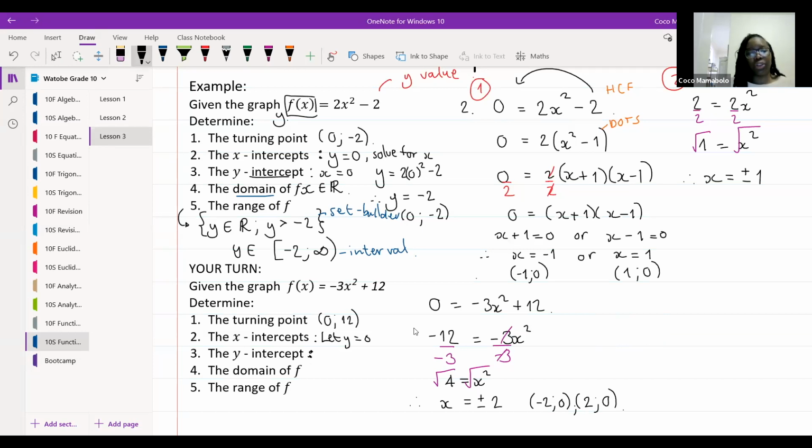Okay, all right. Let's do the y-intercept, guys. Remember, for the y-intercept, x will equal 0. So we're going to go over here and we're going to go y is equal to negative 3 multiplied by 0 squared plus 12. Therefore, y is equal to 12. So again, I'm going to get 0 and 12. Well done, Sange. That's it.